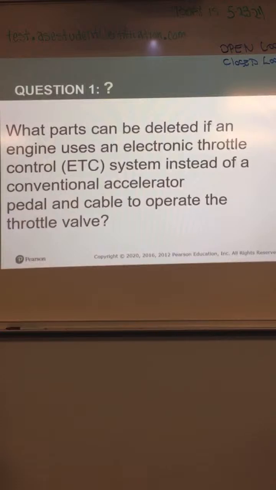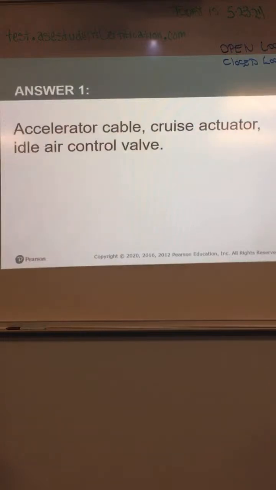Okay, what parts do you not need if you have electronic throttle control? The throttle cable, idle air control valve, cruise control stuff, right? Yeah. Okay.